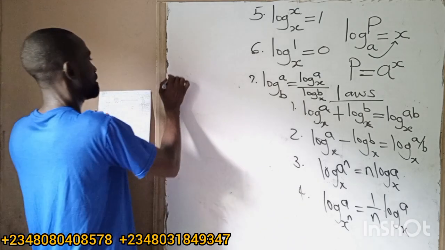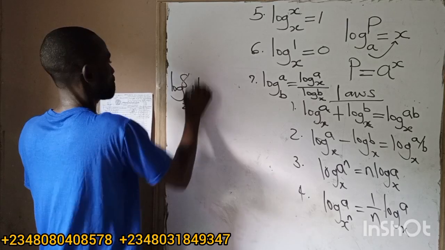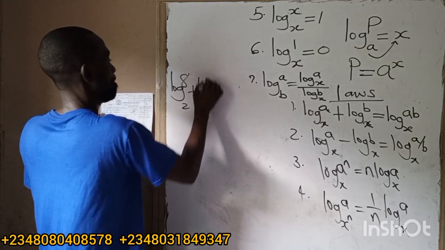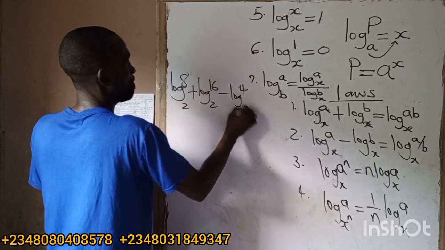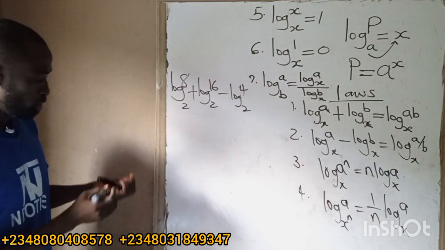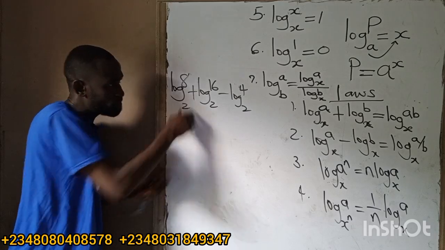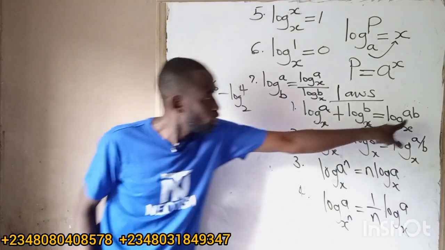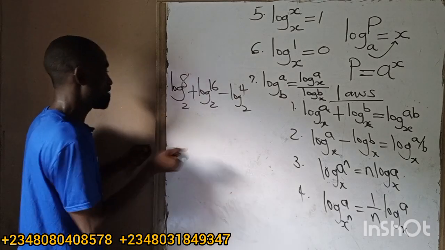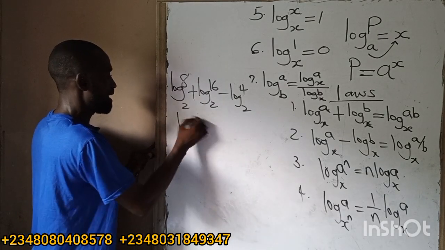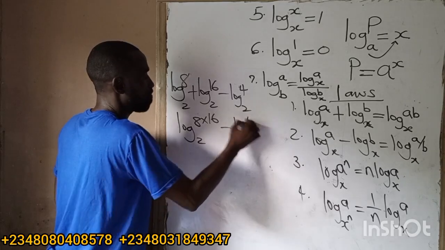So we have to evaluate log of 8 base 2 plus log of 16 base 2 minus log of 4 base 2. So here what I need to do, since the bases are the same, I have addition here. So addition changes to what now? Multiplication. So I'll multiply these two. Okay, I'm now having log of 8 times 16 base 2 minus what now? Log of 4 base 2.